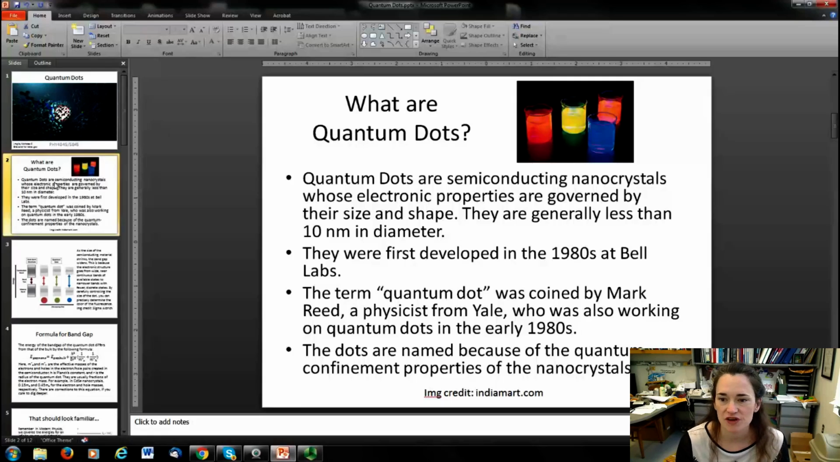And they were first developed in the 1980s at Bell Labs. Now, the term quantum dot was actually coined by Mark Reed, a physicist from Yale, who was also working on quantum dots in the 1980s. The dots are named that because of the quantum confinement properties of the nanocrystals that lead to their interesting fluorescent colors that you see in this image here.